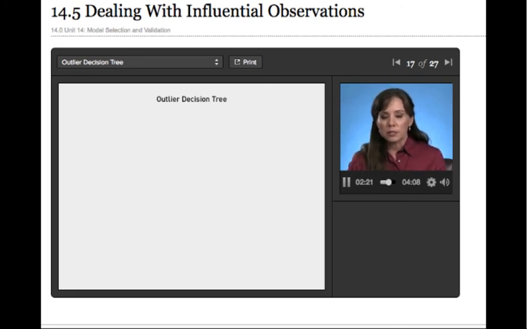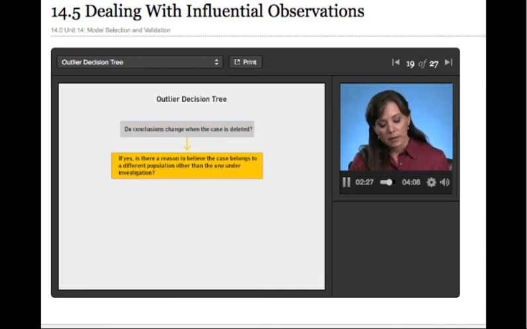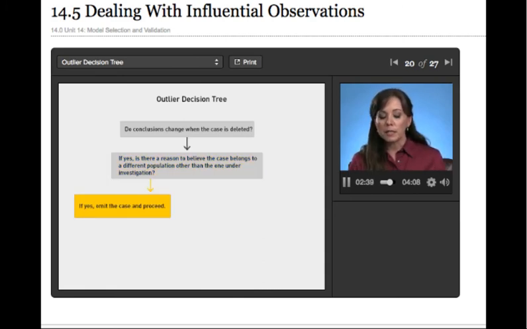The first question to ask yourself is, do the conclusions change when the case is deleted? If yes, then is there a reason to believe that the case belongs to a different population other than the one under investigation? If you believe that the case belongs to a different population, then omit the case and proceed.